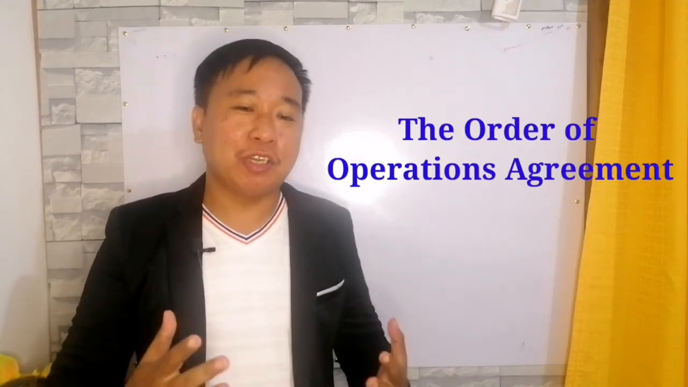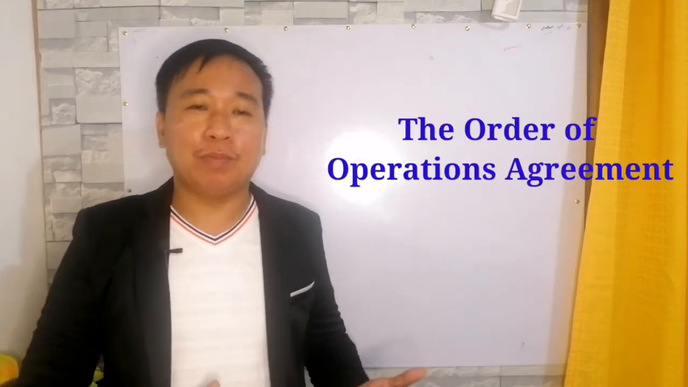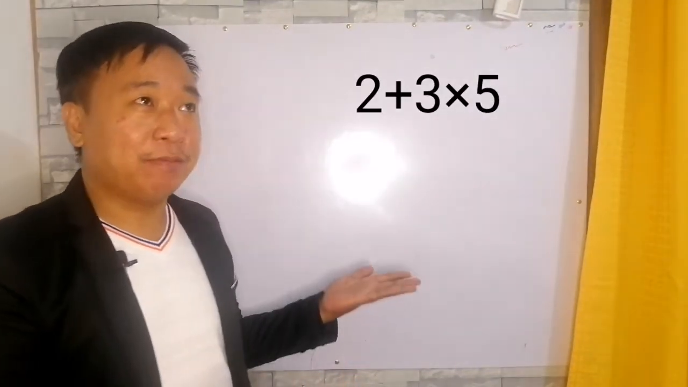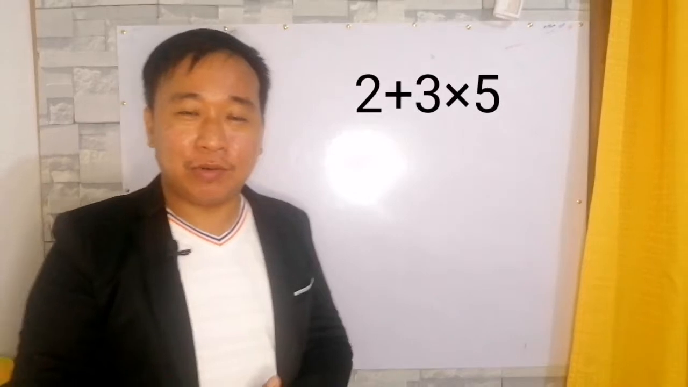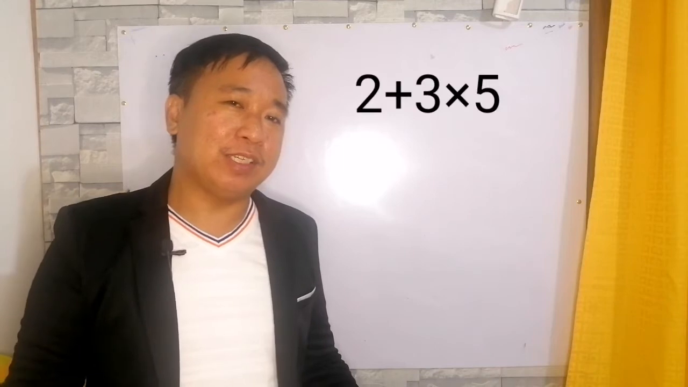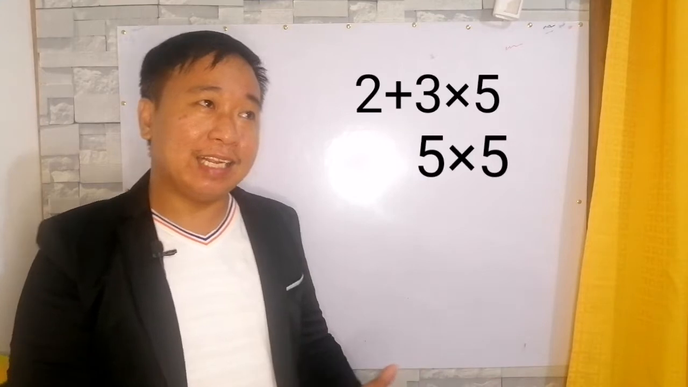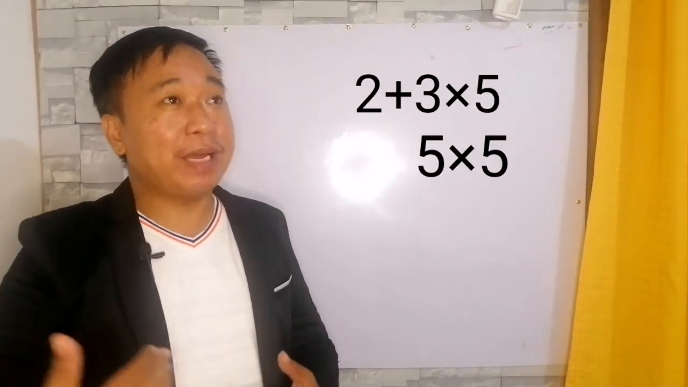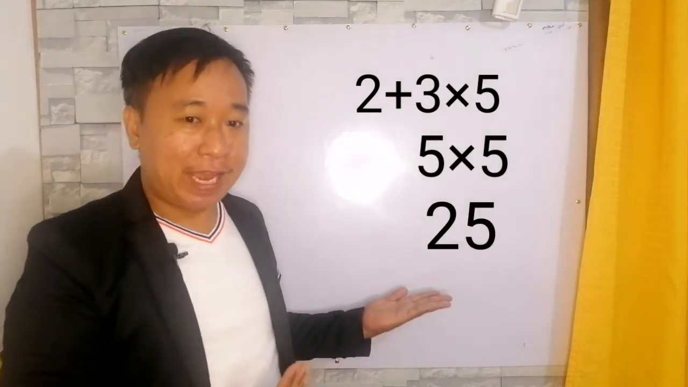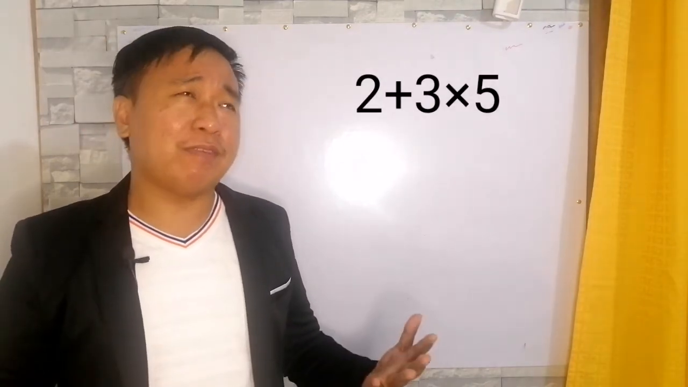Today, I'm going to show you a scenario on how we're going to solve this kind of problem. The first scenario, 2 plus 3 times 5. So how are we going to solve that one? Maybe some of you know already how to solve, but let's try the first scenario. What if I solve this way? 2 plus 3, that is equivalent to 5, then multiply it by 5, the result would be 25.